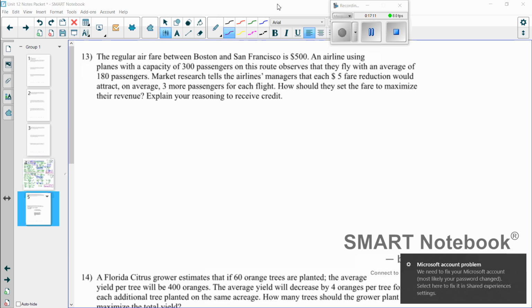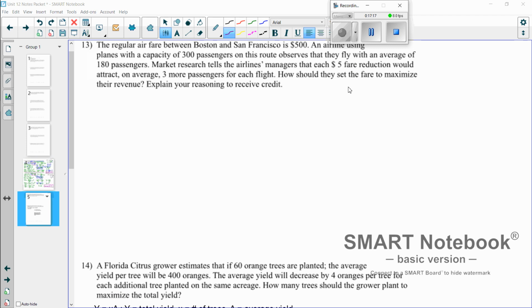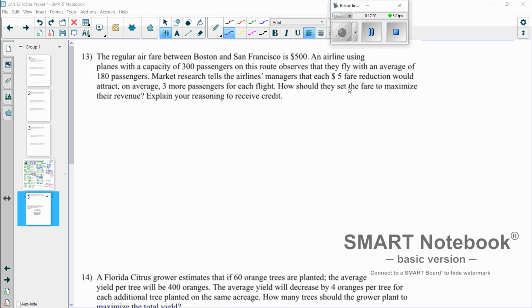Let's start by reading it. So the regular airfare between Boston and San Francisco is $500. An airline using planes with a capacity of 300 passengers on this route observes that they fly with an average of 180 passengers. Market research tells the airline's manager that each $5 fare reduction would attract on average 3 more passengers for each flight. How should they set the fare to maximize their revenue? Explain your reasoning to receive credit.